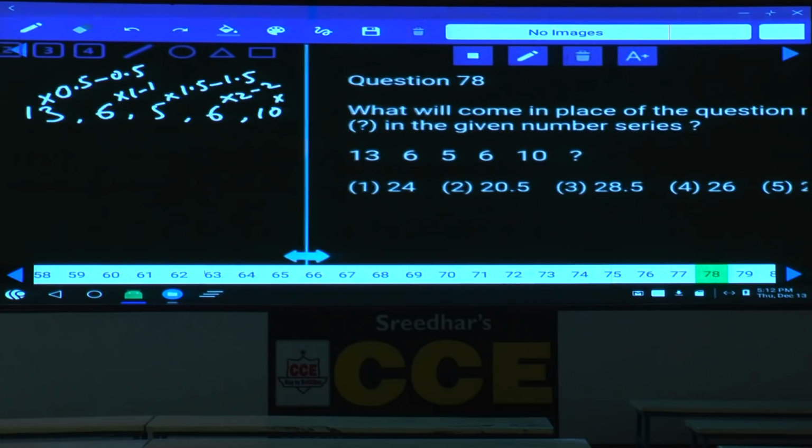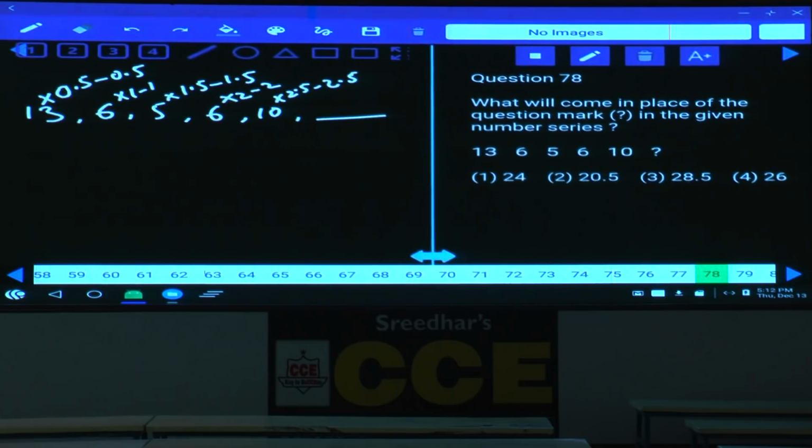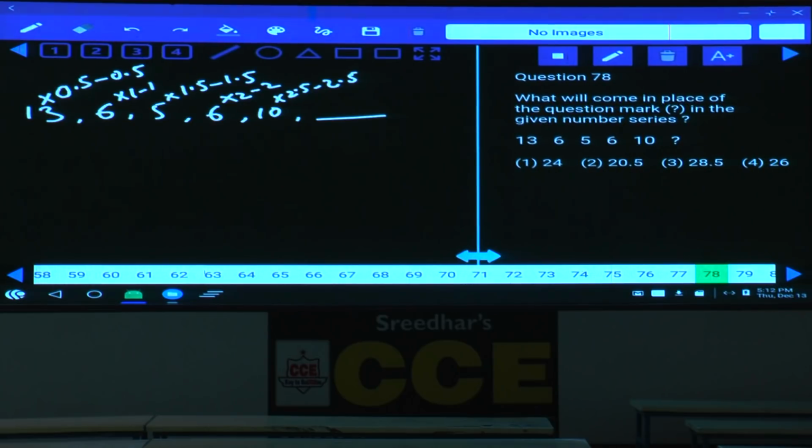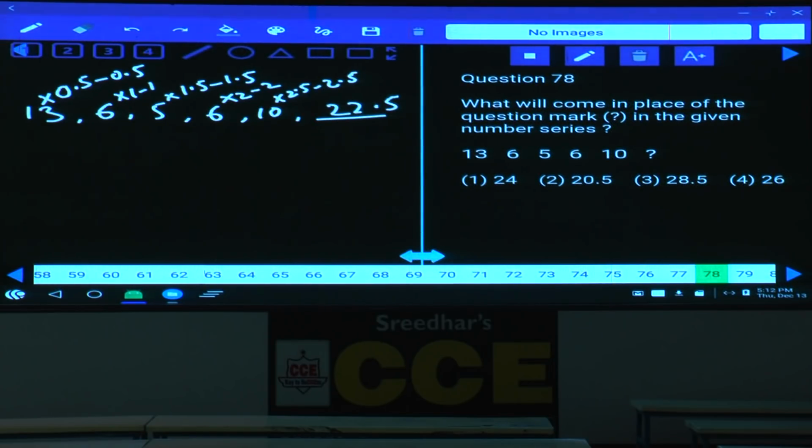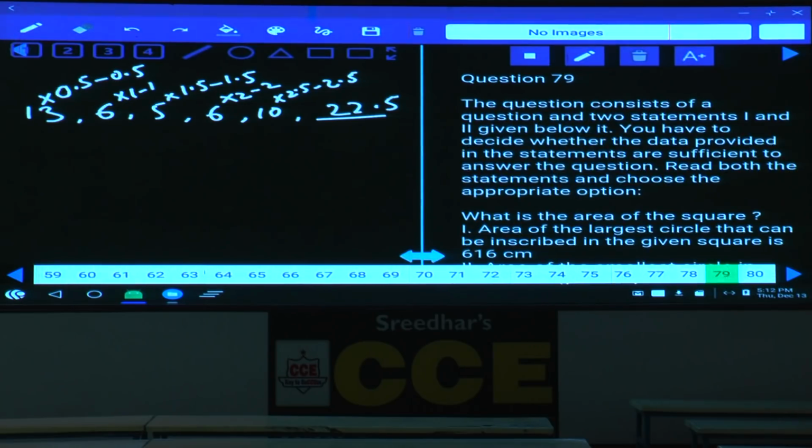Now into 0.5 minus 0.5, into 1 minus 1, into 1.5, into 2.5. 10 into 2.5 is how much? Only 25. 25 minus 2.5, that is 22.5, isn't it? Now 22.5 is given in which choice? Choice 5 is the answer. Done? Choice 5. Now this is about question number 78. That's it. Now paper number 49. Yes, any doubts in these questions?